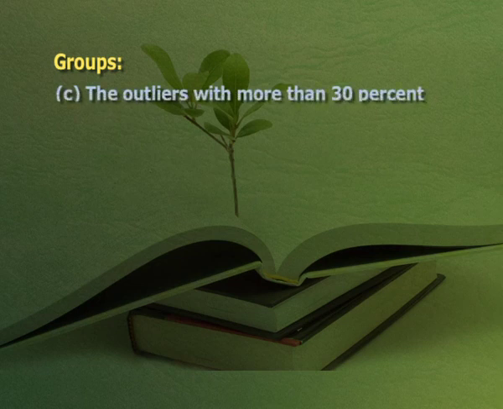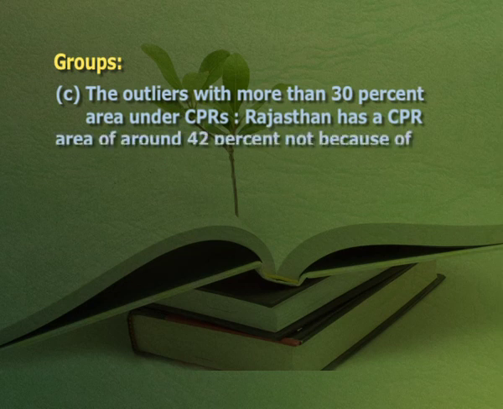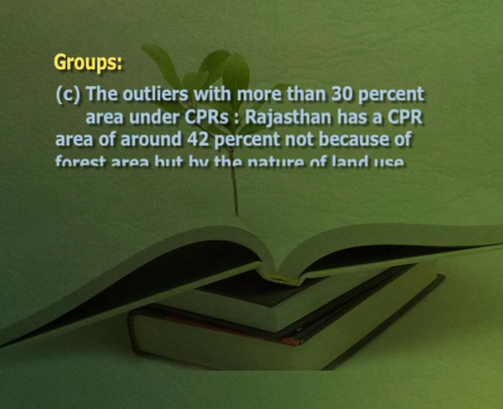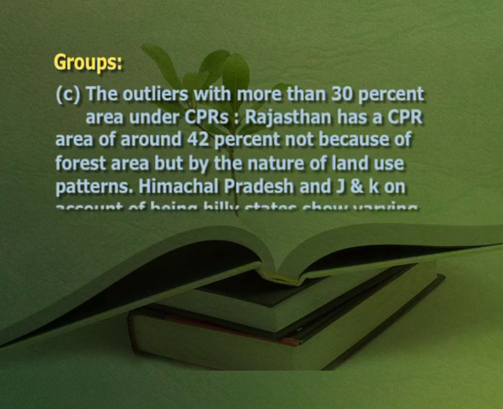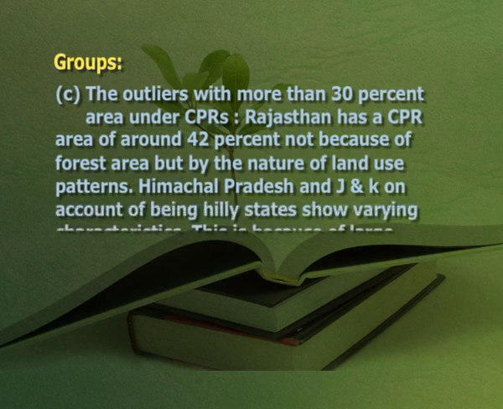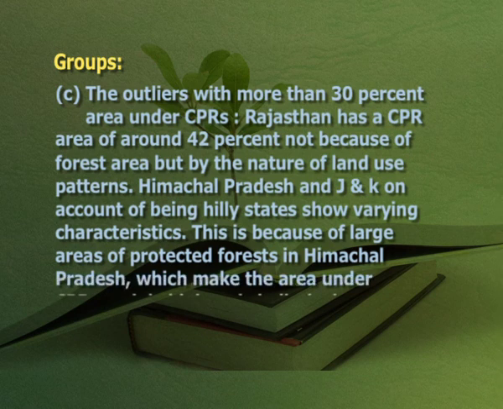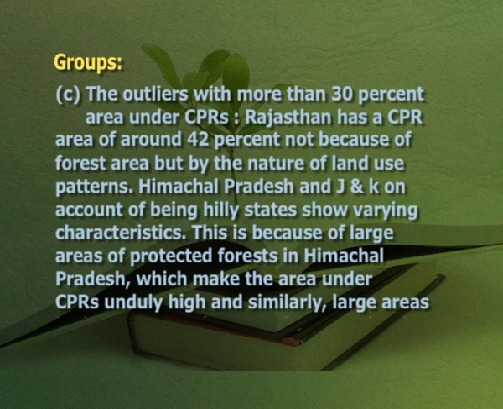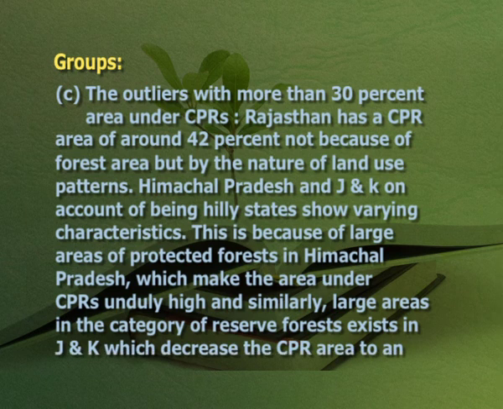C. The outliers with more than 30% area under CPRs. Rajasthan has a CPR area of around 42%, not because of forest area but by the nature of land use patterns. Himachal Pradesh and Jammu and Kashmir, on account of being hilly states, show varying characteristics. This is because of large areas of protected forest in Himachal Pradesh, which make the area under CPRs unduly high, and similarly, large areas in the category of reserve forest exist in Jammu and Kashmir, which decrease the CPR area to an unusually low level.